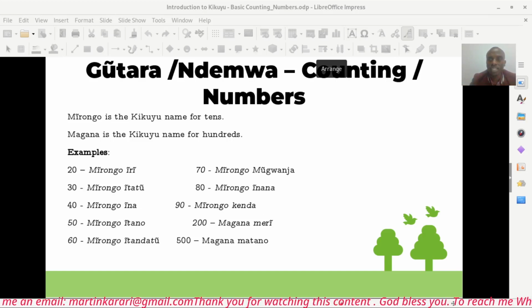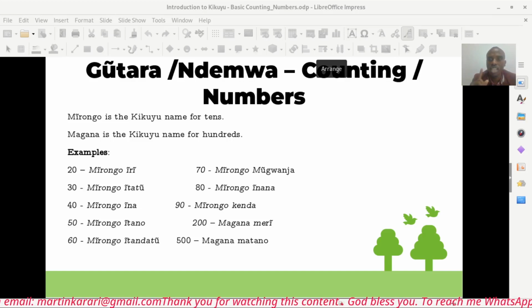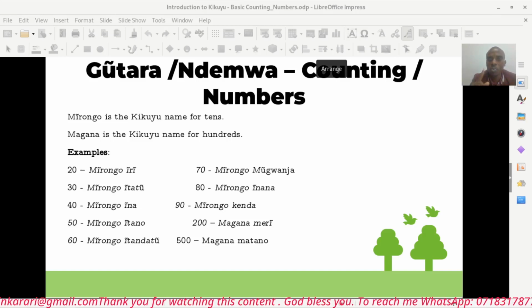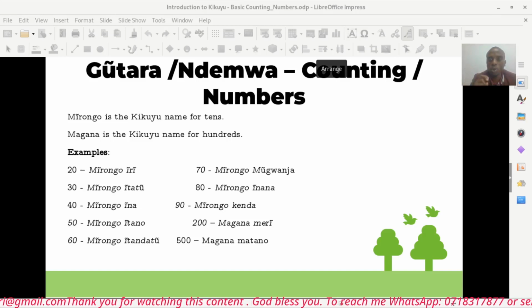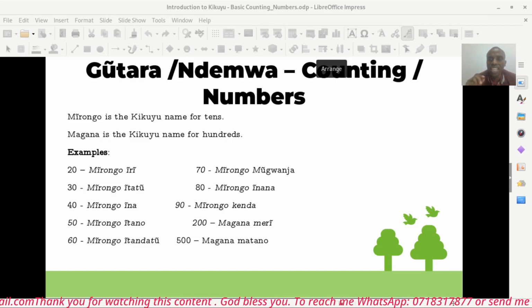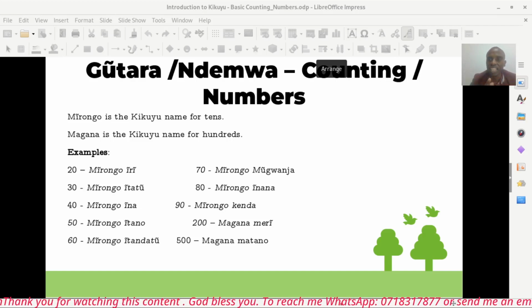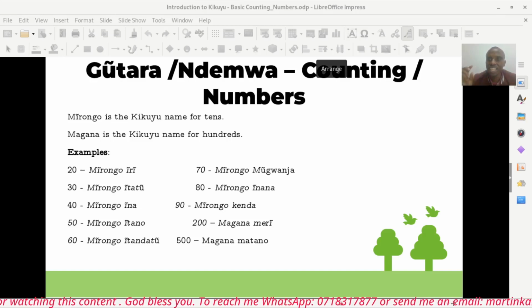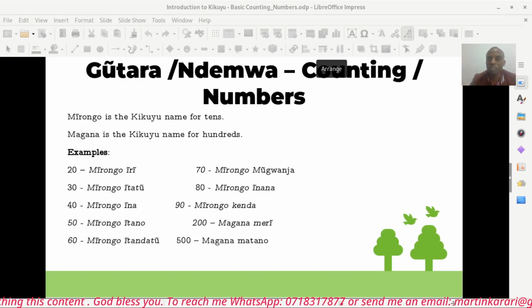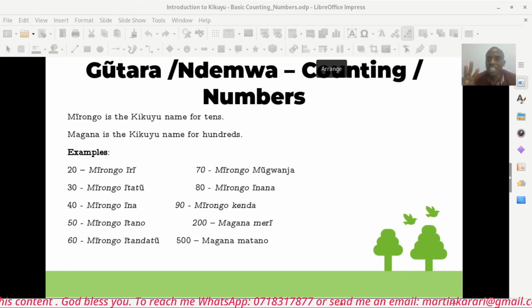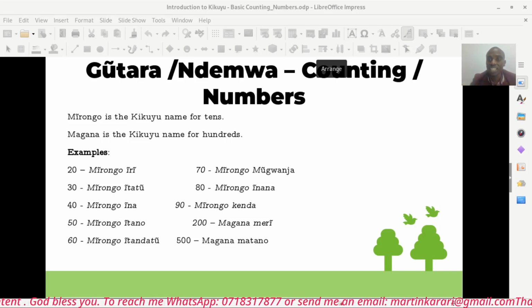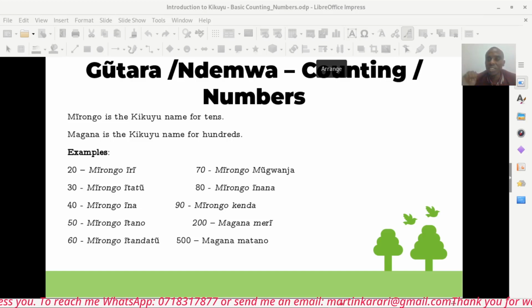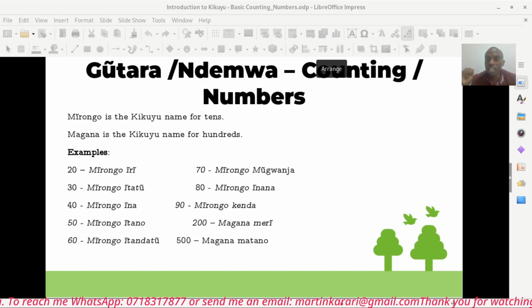If it is ones, it is ikomi. For instance, 11 will be ikomi na emwe. 12 will be ikomi na igere. That is 10 and 1, ikomi na emwe. 10 and 2, ikomi na igere. 10 and 3, ikomi na ithatu. 10 and 4, ikomi na inya. 10 and 5, that is 15, ikomi na ithano.